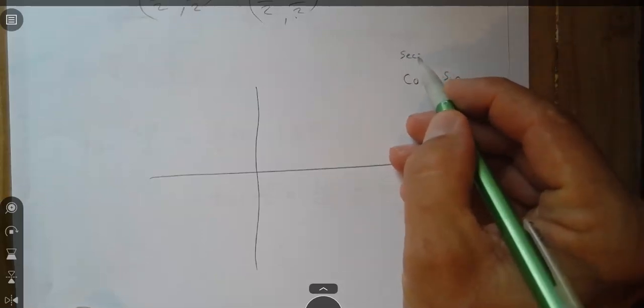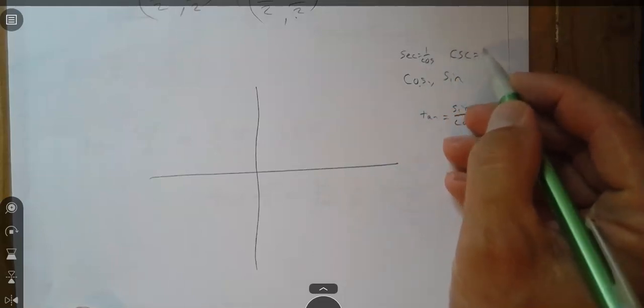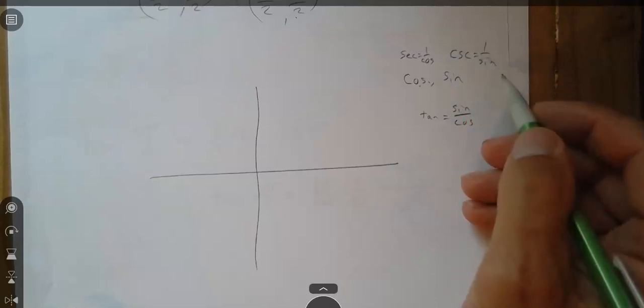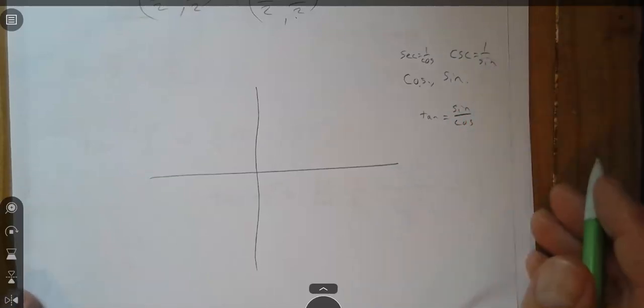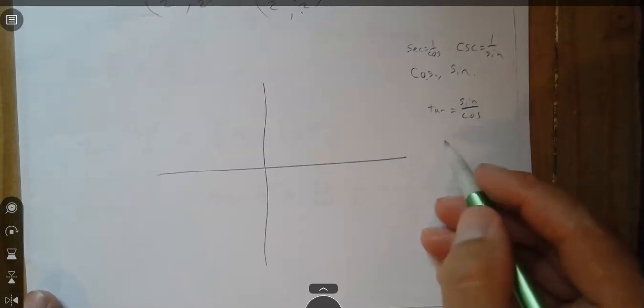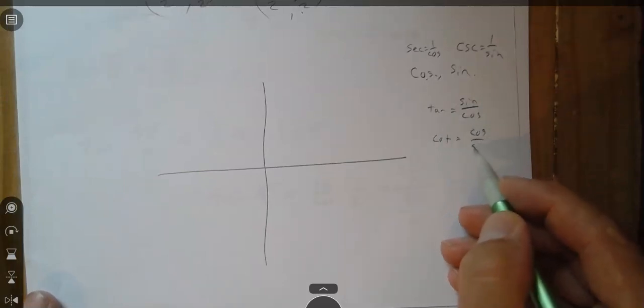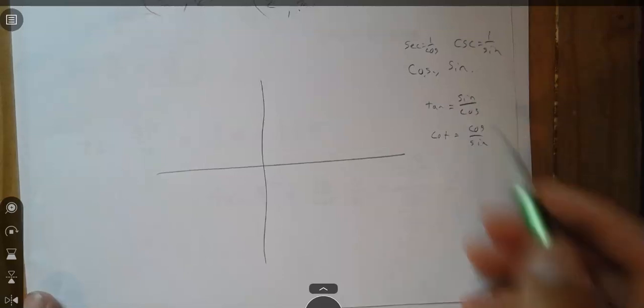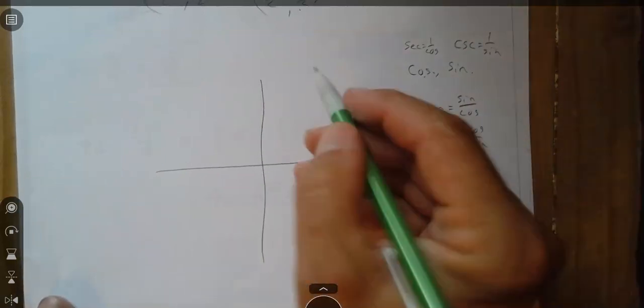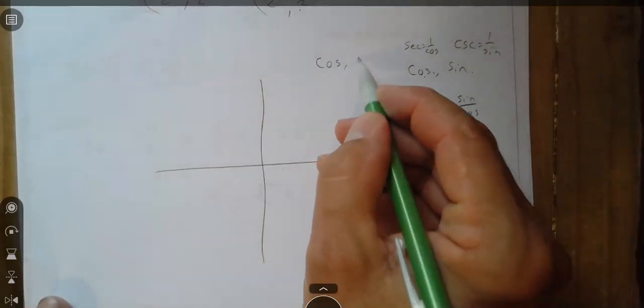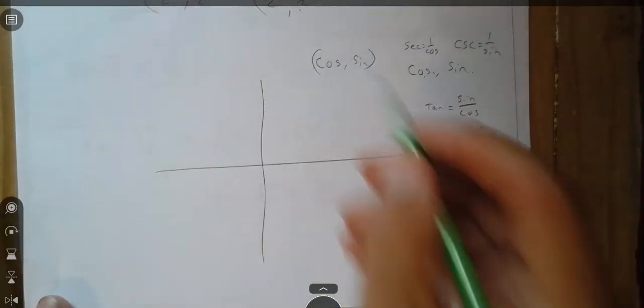And then, of course, secant equals 1 over cosine, so it'll be the same sign as cosine. Cosecant equals 1 over sine, so that'll be the same sign as sine. So then really our tangent is sine over cosine, our cotangent is cosine over sine, so they will be the same sign.